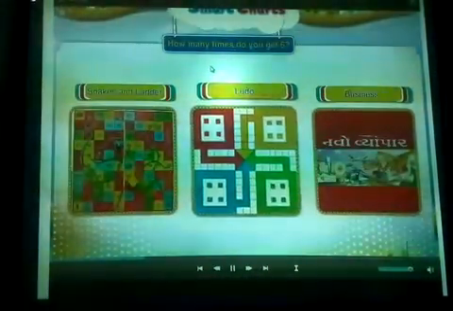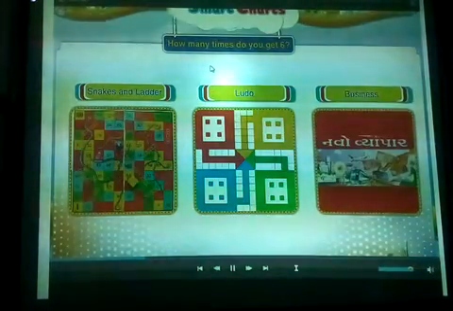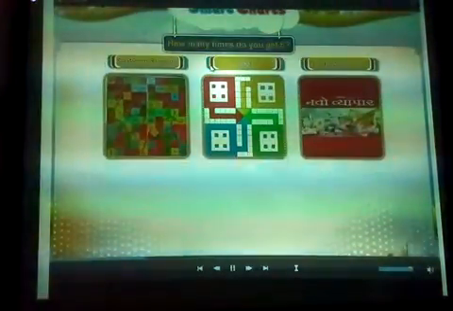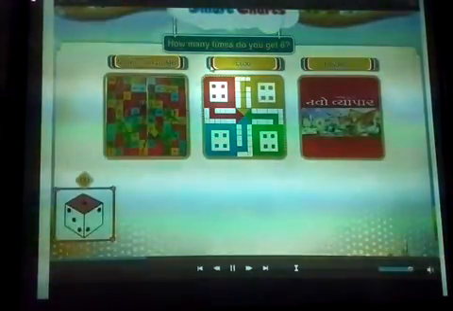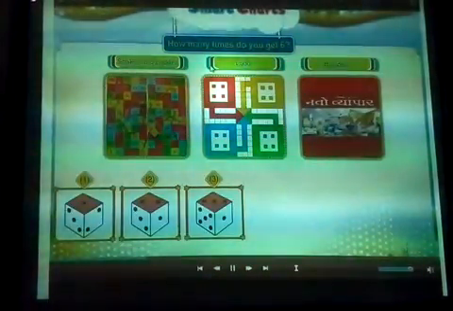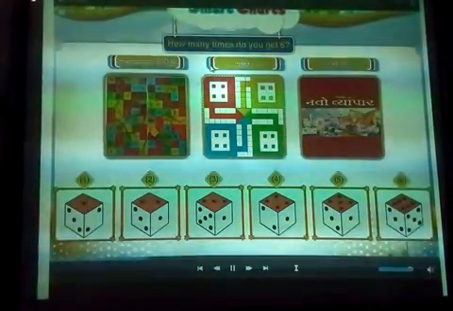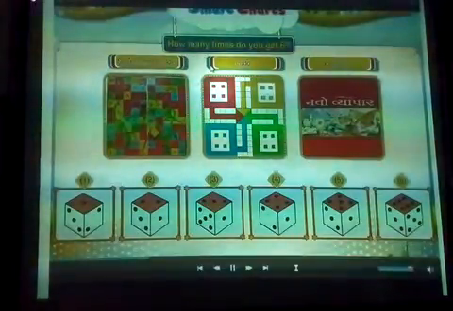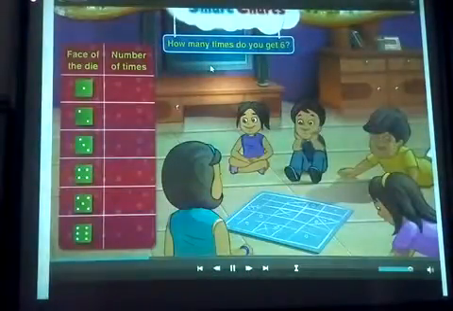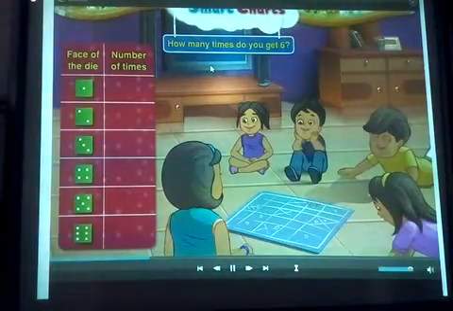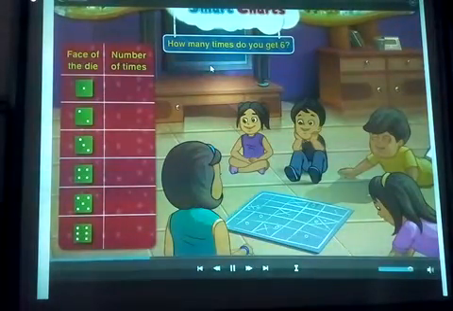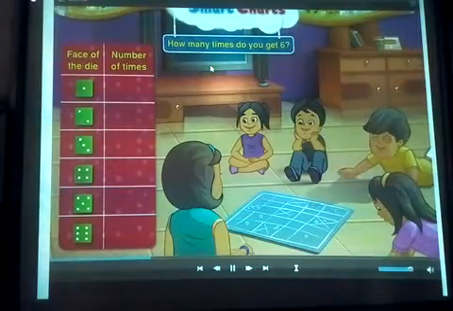How many times do you get 6? You have played games like snakes and ladder, ludo or business with dice. On the dice we have 1, 2, 3, 4, 5 and 6 dots on the faces, don't we? With the help of the dice, let's play a game. We will fill the table on the basis of our answer.